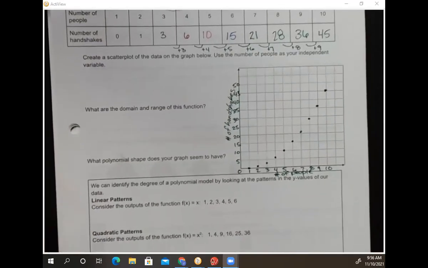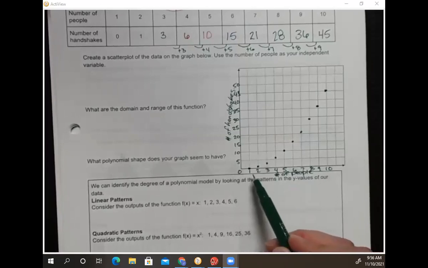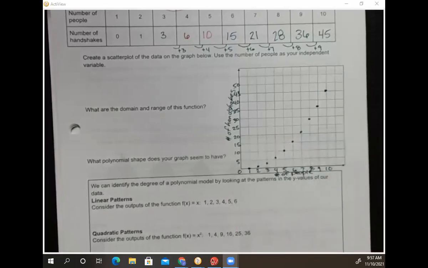10, 45. I don't want to connect this because these are unique points of data. But I do want to talk about the general shape that we've got here for our scatter plot. So does this look linear? Does this look like a straight line? Not so much, okay? So I'm thinking, not a y equals mx plus b situation. So we'll figure out what that situation is here in a minute.